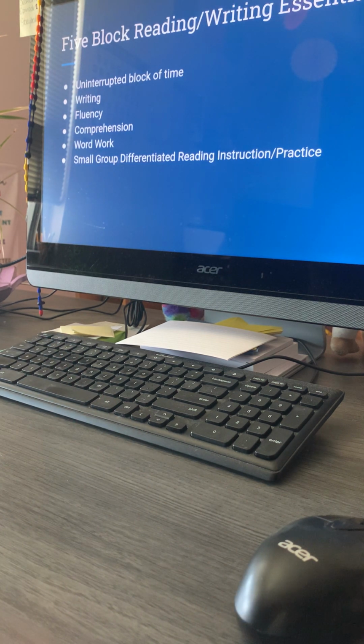The 5-block model for reading and writing essentials is a framework for ensuring that all students are scheduled and focused on reading and writing daily in the 5 elements of reading instruction each day. For first through third grades, it's suggested to have 180 uninterrupted minutes for students. The breakdown would be 30 minutes for writing, 30 minutes for fluency, 30 minutes for comprehension, 30 minutes for word work, and small group reading instruction would be 60 minutes.